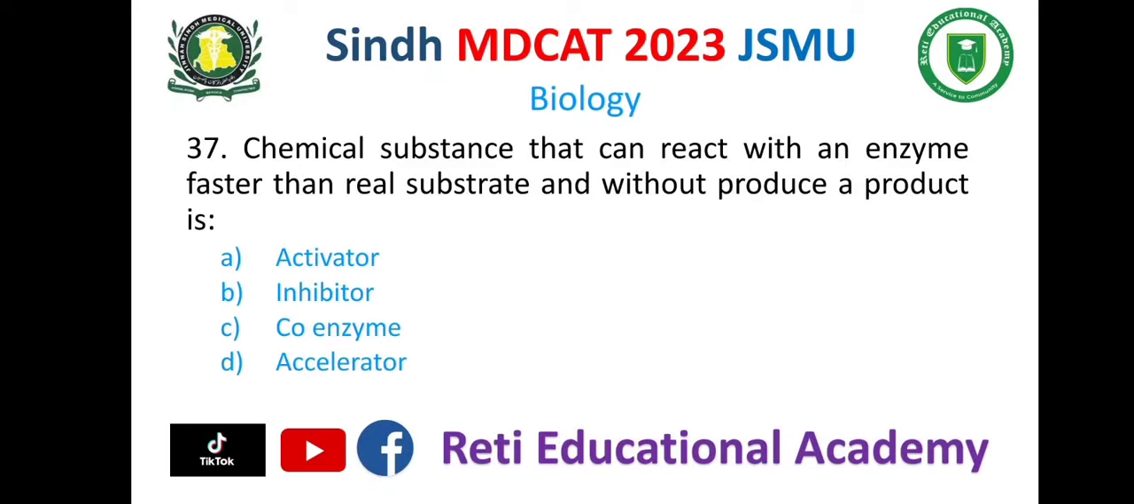Question number 37. Chemical substance that can react with an enzyme faster than real substrate and without producing a product is A. Activator, B. Inhibitor, C. Coenzyme, D. Accelerator. And the correct option is B.